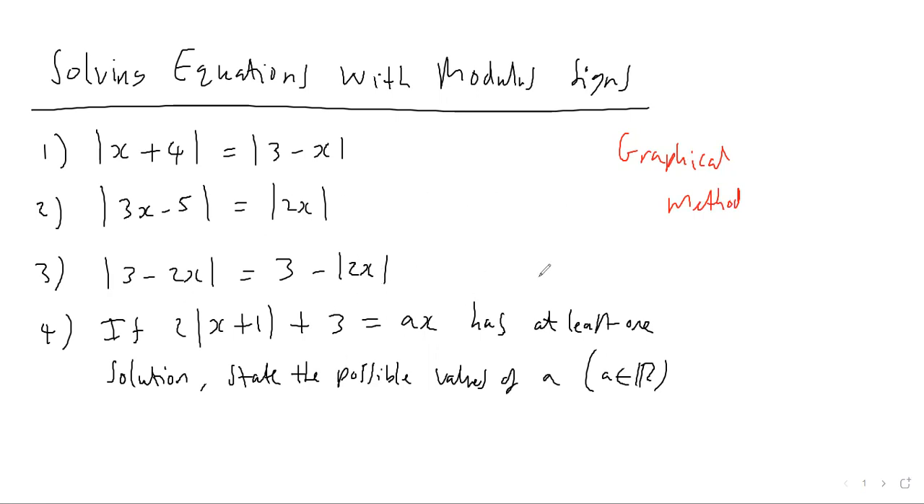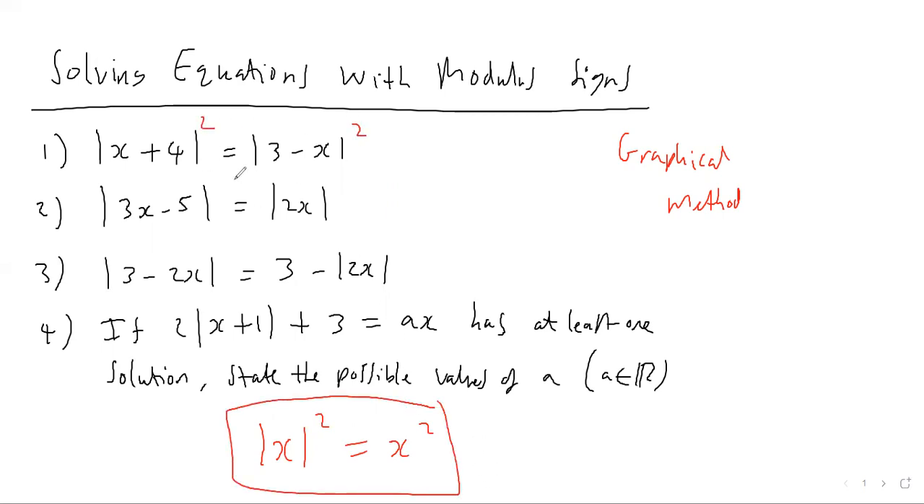with these problems here. With these two especially, you can also use an algebraic method, using the fact that when you square the modulus of a number, this is just the same as the number squared. You can just use that fact by squaring this and that, and then doing some algebra to get the solution from there.